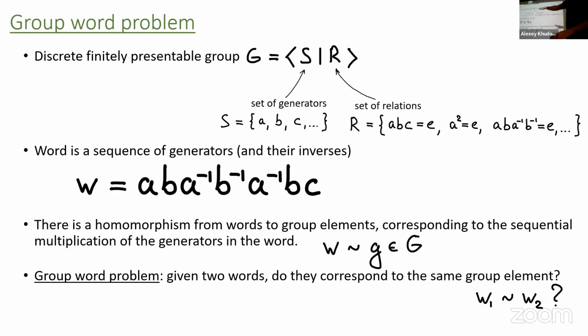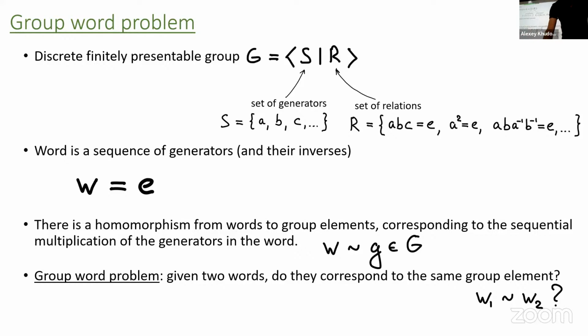Okay, so let's look at this word. This relation means that A and B commute, so we can commute A inverse and B inverse here. Now two A inverses are standing next to each other, and according to my mock relations, A squared is equal to the identity, so we can remove them. Now we have B and B inverse next to each other, so we can remove them as well. We are left with ABC, but according to my relations, this is equal to the identity. So this word is equal to the identity.